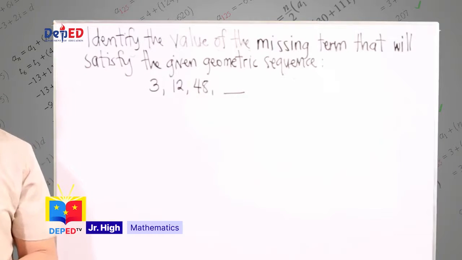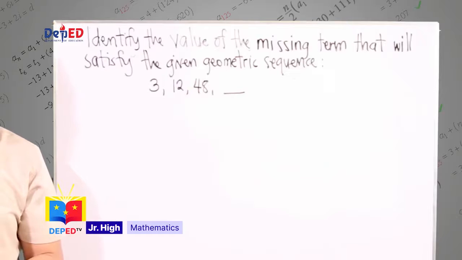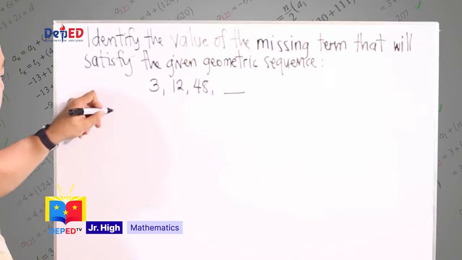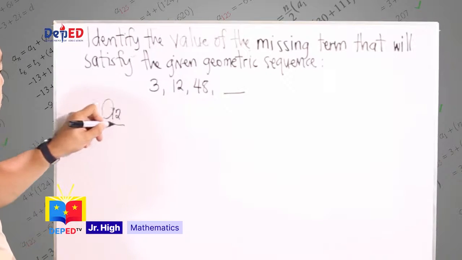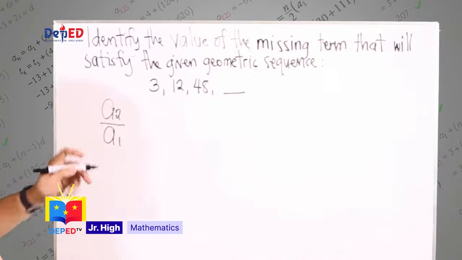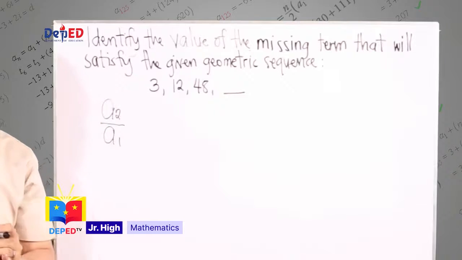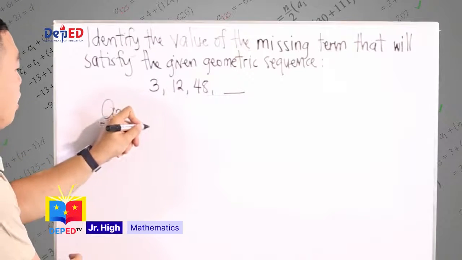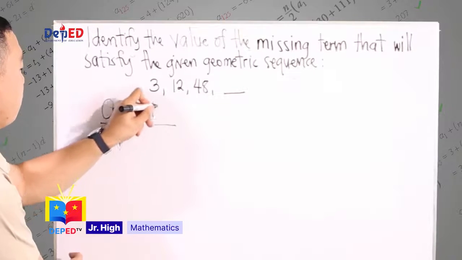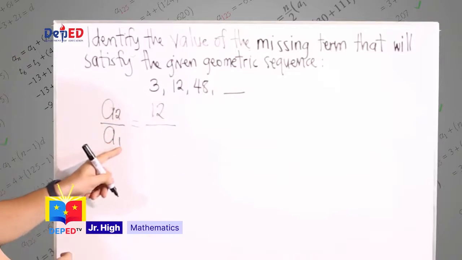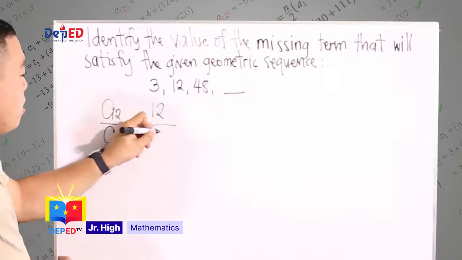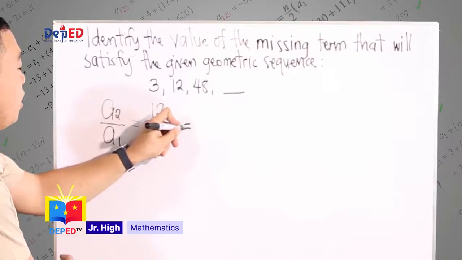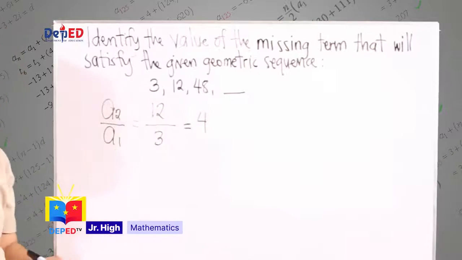To obtain the missing term, let's determine first the common ratio, and that is dividing the second term, or a sub 2, by the first term, a sub 1. Let's substitute the values. A sub 2 is equal to 12, divided by a sub 1, which is 3, and 12 divided by 3 will give us 4.